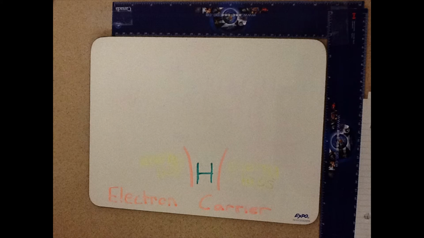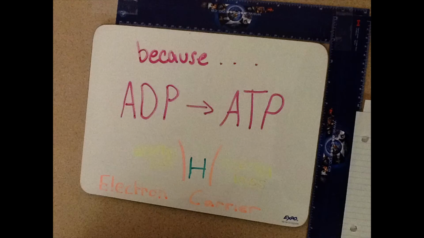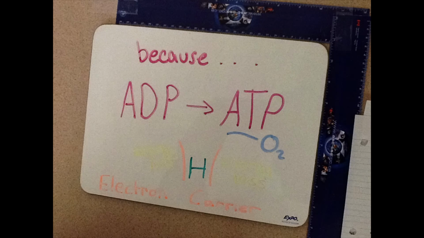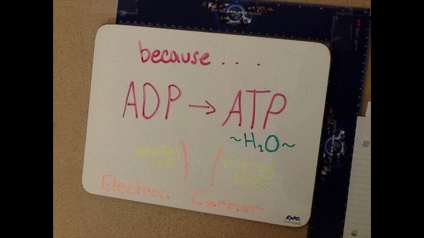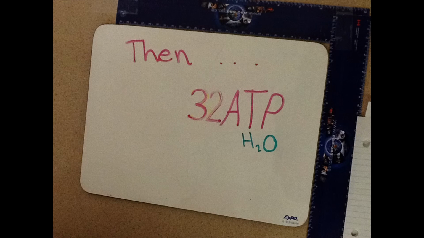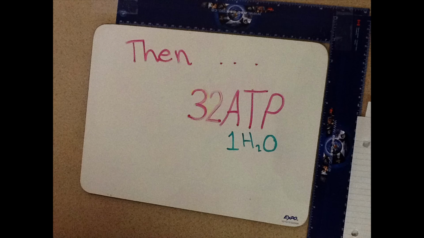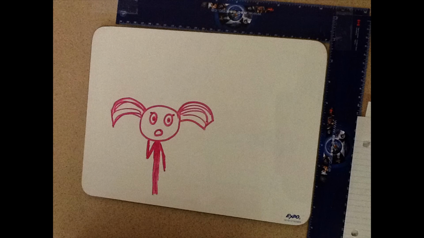These carriers are going to lose energy as they convert ADP to ATP. At the end of this stage, oxygen will pick up the hydrogen from the matrix, allowing electrons to keep moving through the system. So at the end of this stage, we will have 1 H2O molecule and 32 ATP molecules. Whoa, that's a lot of energy!